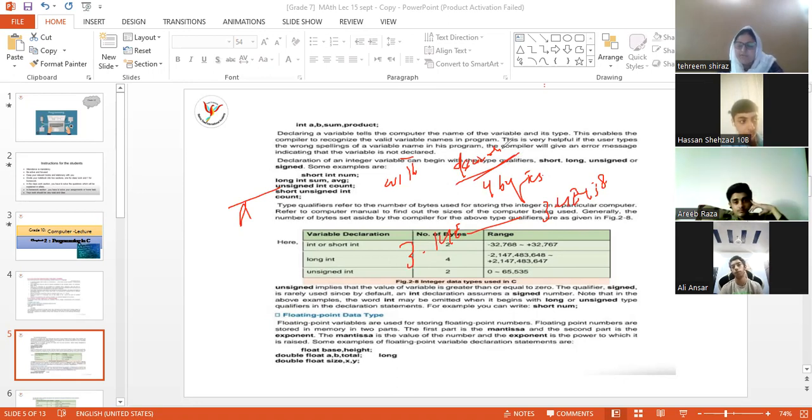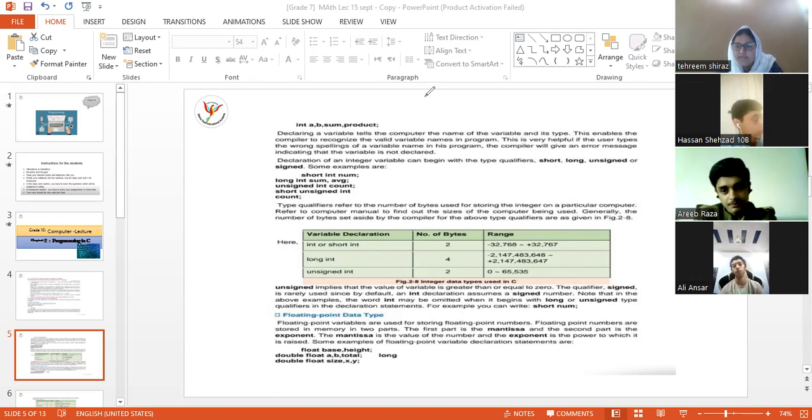Now, the last one is double. What is double? The name specifies that double occupies 8 bytes of memory space with decimal point. It also represents the decimal points, but it takes 8 bytes of memory space, right? These are the basic data types that we have discussed: INT, character, float, and double. Clear?